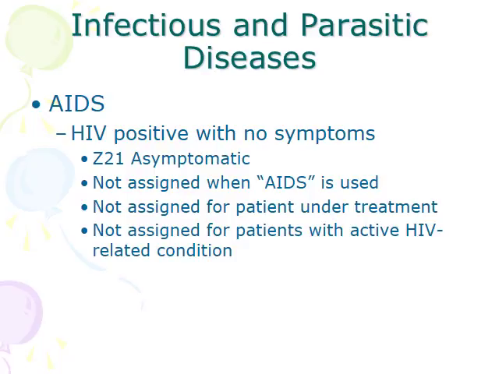Z21 is used when a patient without any documentation of symptoms is listed as HIV positive or known HIV. Do not use this code if the term AIDS is used or if the patient is or has been treated for any HIV-related conditions.